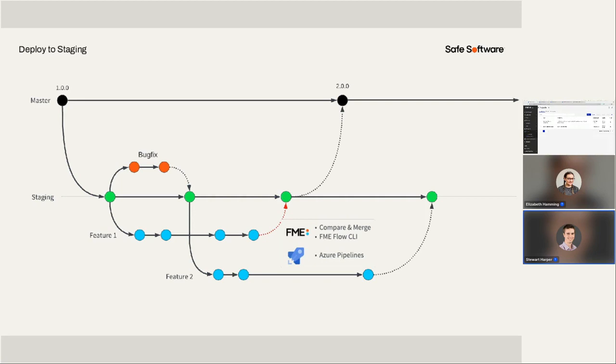And there's actually going to be a merge conflict, because remember that feature cache that we set, someone has also created a bug fix, and they've also updated that feature cache on the feature reader. So we should see the compare and merge tool open to help us resolve that merge conflict. And once we've resolved that, we can then push up to the staging environment, and that will use the Flow CLI in collaboration with Azure Pipelines to deploy those workflows.